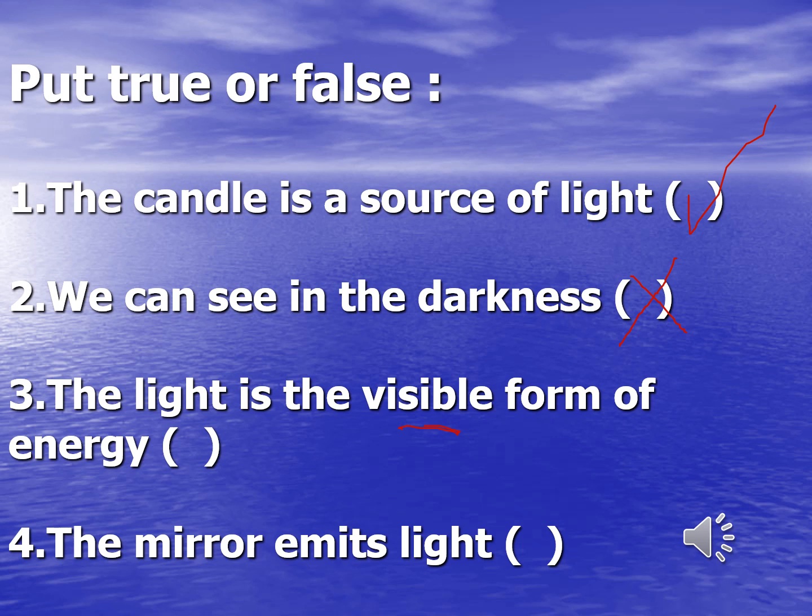Number three, the light is a visible form of energy. Visible form means we can see it. Can you see the light or not? Yes, so it's true. Number four, the mirror emits or gives off light. It's a source of light. Emits light means a source of light. Is it true or false? False.